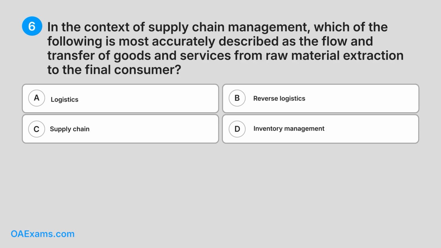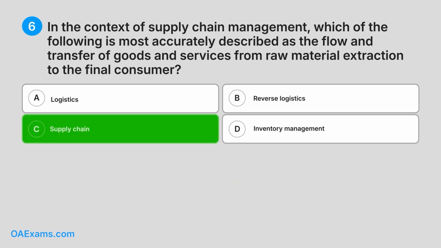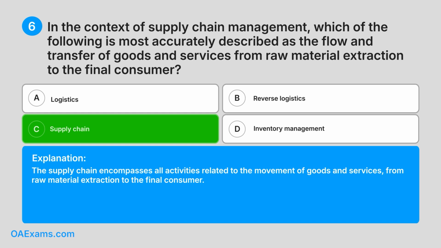6. In the context of supply chain management, which of the following is most accurately described as the flow and transfer of goods and services from raw material extraction to the final consumer? A. Logistics. B. Reverse logistics. C. Supply chain. D. Inventory management. Can you guess the answer? Correct answer: C. Supply chain. Explanation: The supply chain encompasses all activities related to the movement of goods and services, from raw material extraction to the final consumer.